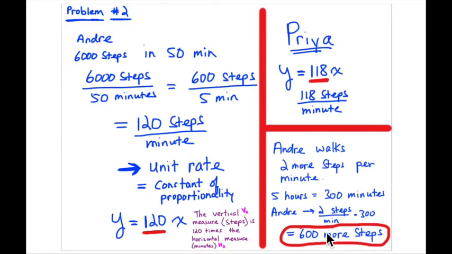So who takes more steps? Andre takes more steps. And how many more steps in 5 hours? He takes 600 more steps in 5 hours. Notice it doesn't tell you about distance. So we actually don't know if he walked farther. Maybe he takes smaller steps. So he takes more steps in each minute.